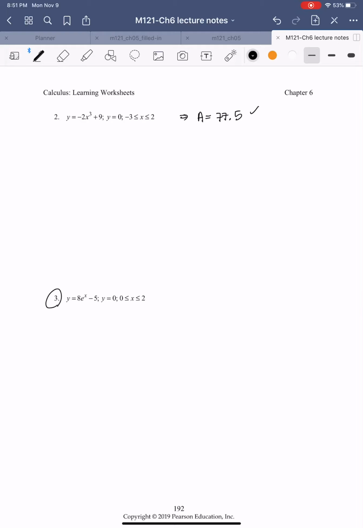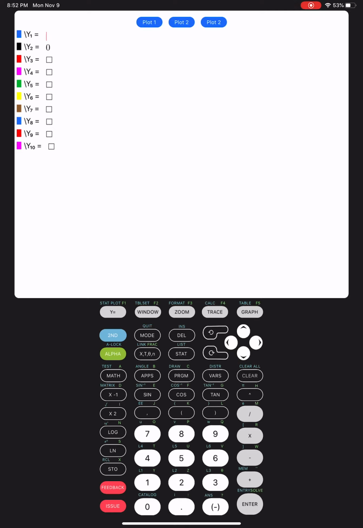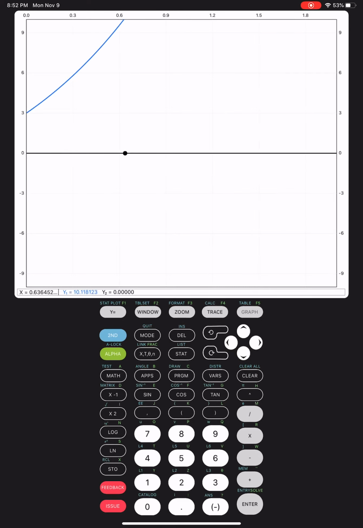All right, now let's take a look at number 3. Here's the 2 curves again. I'm going to be using the calculator just to see the visual representation of which one is the top and which one is the bottom. And I'm going from 0 to 2. So let's enter that right over here. The first one is 8e to the x minus 5, and then the bottom one was 0, and we are only considering this time 0 to 2. Let's graph it.